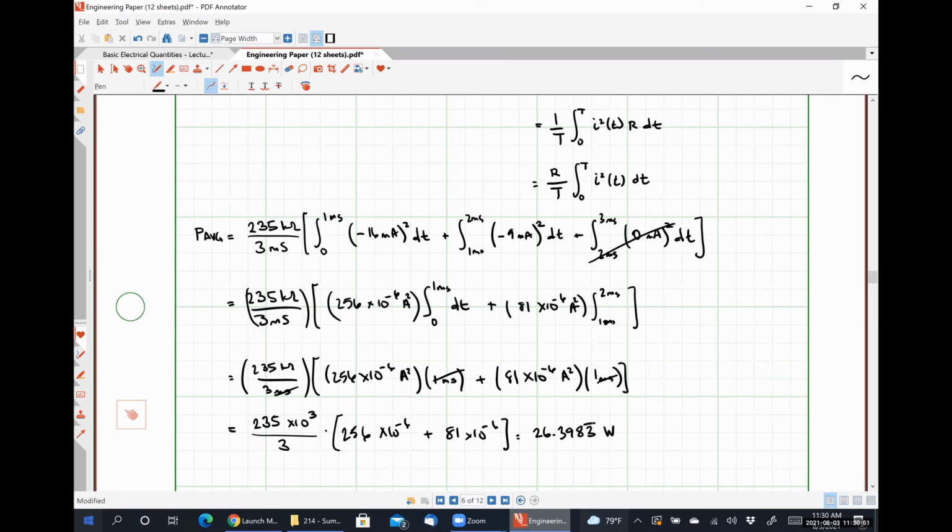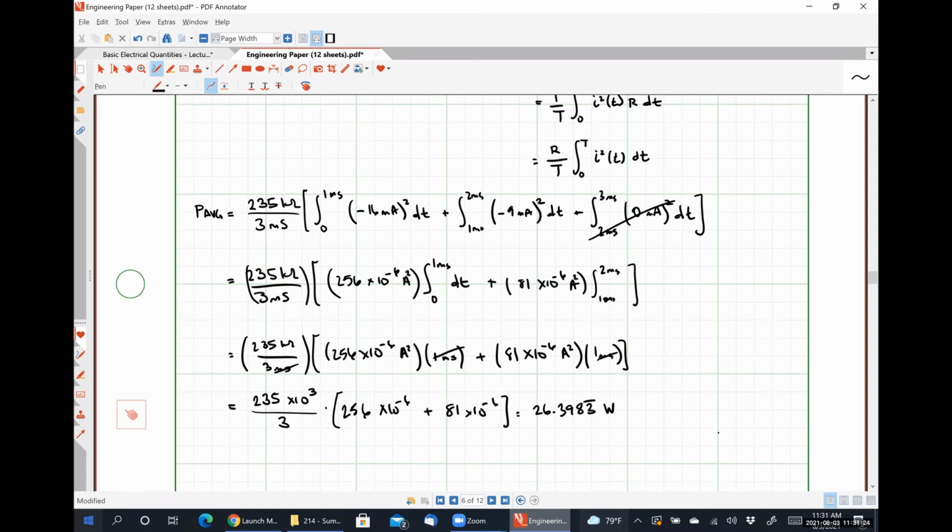I just plugged in the 1 millisecond and converted everything to base units like ohms and seconds, and then did it like that. The way I typed it in, I did 235 times 10 to the 3 divided by 3 times 10 to the negative 3 times 256 times 10 to the negative 6 times 1 times 10 to the negative 3, and then so on. I left that 1 millisecond in there is what I was trying to say.